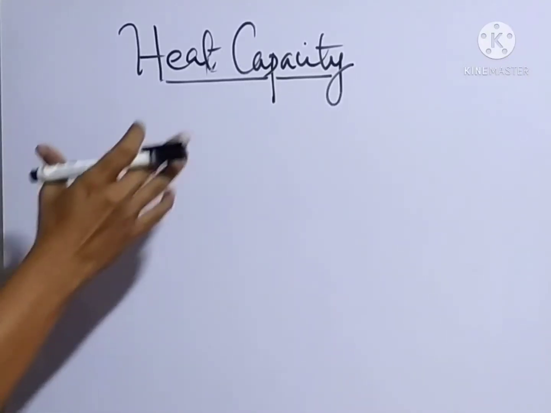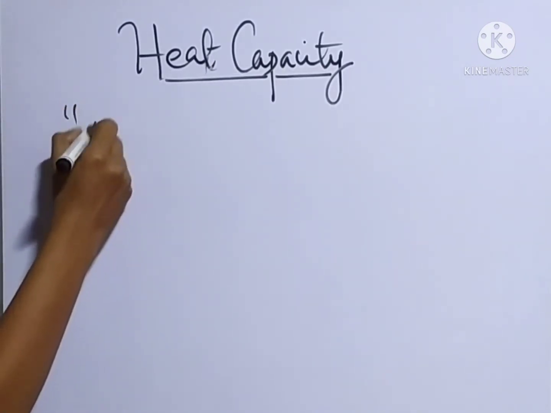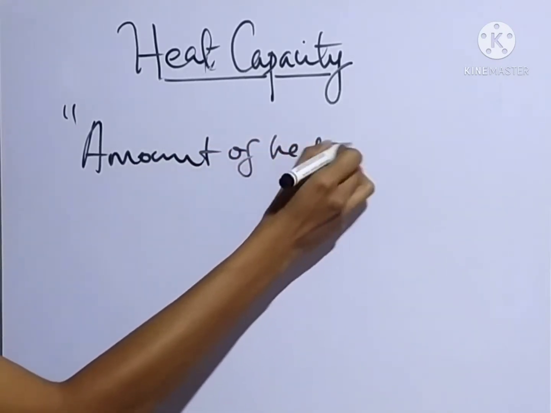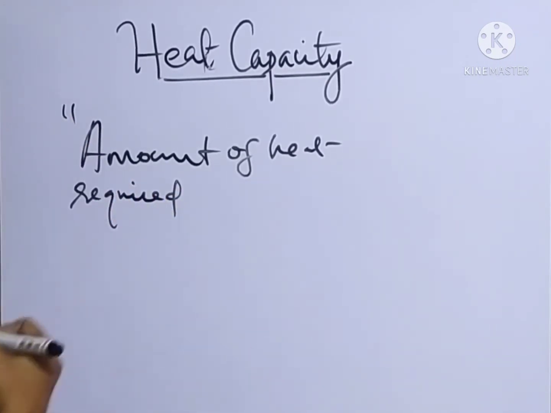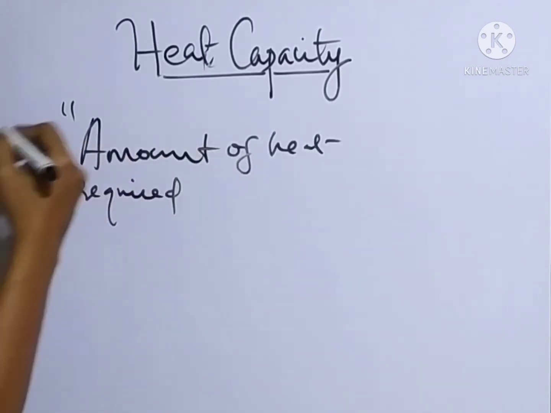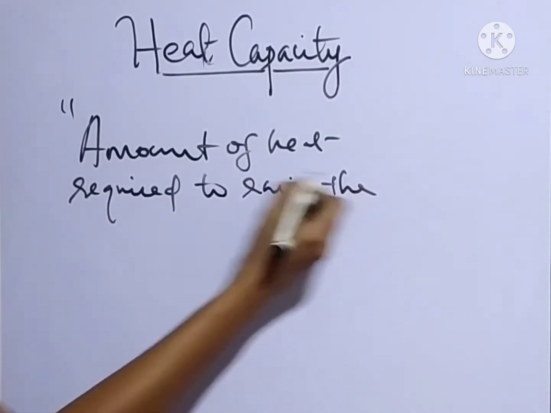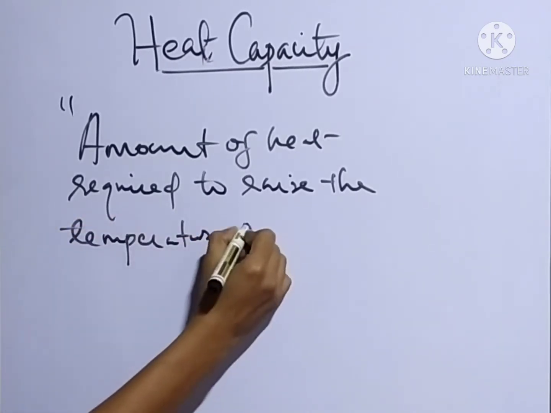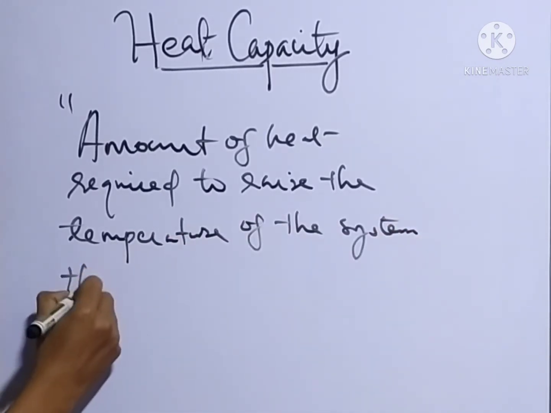Okay, in this section we are going to discuss heat capacity of a system. Heat capacity is the amount of heat required to raise the temperature of a system through 1 degree Celsius, or we can say through 1 degree.